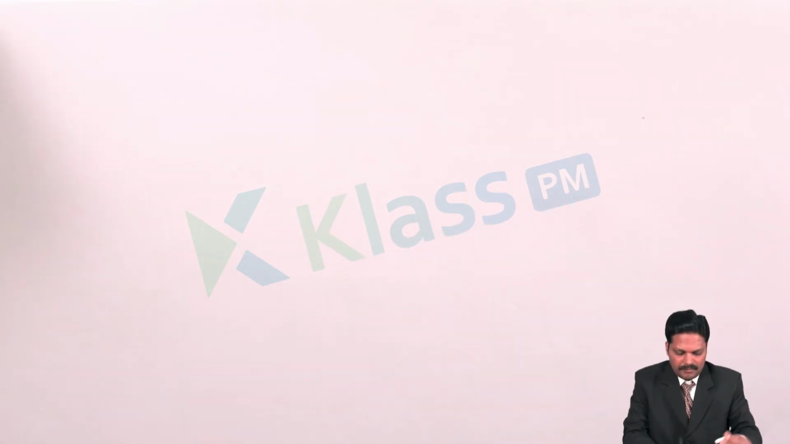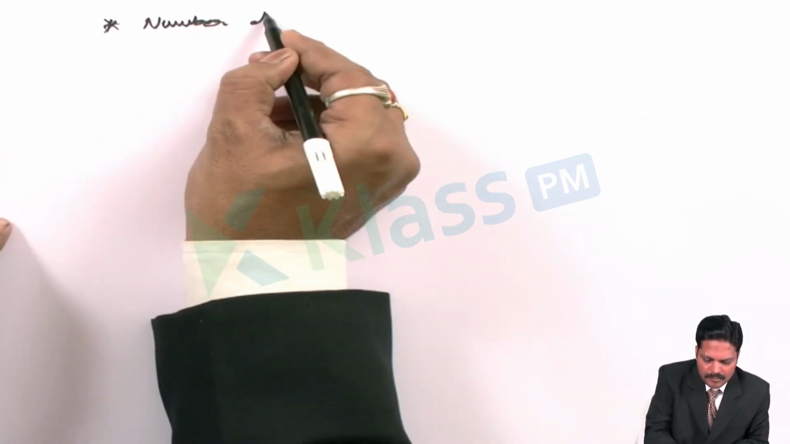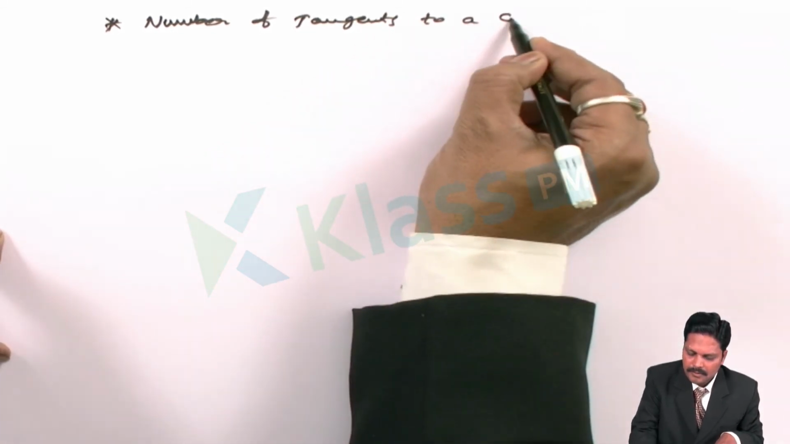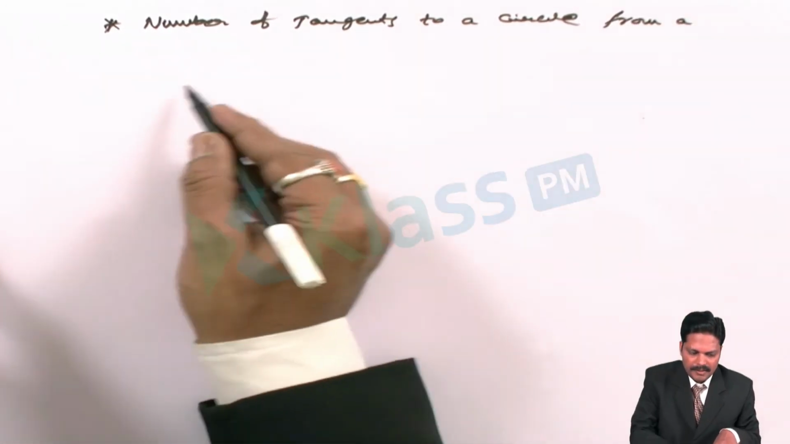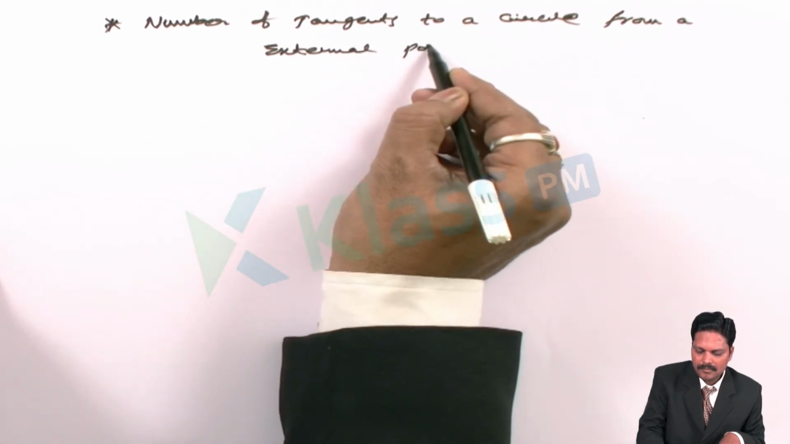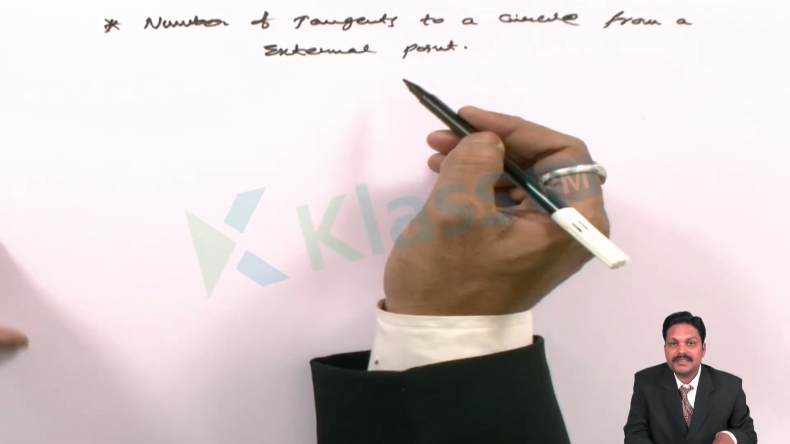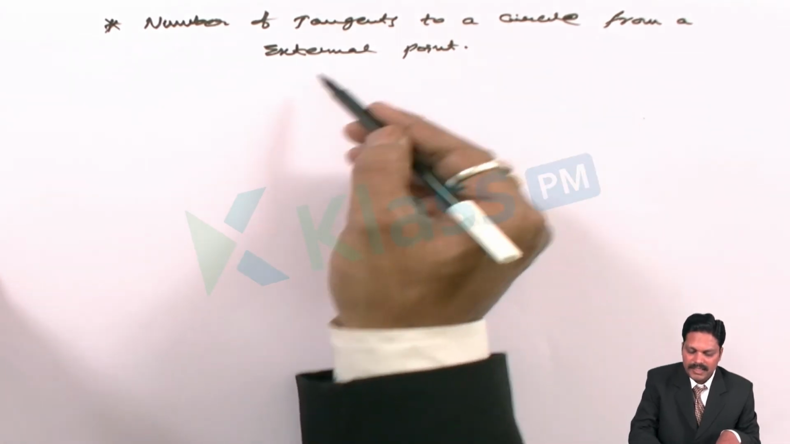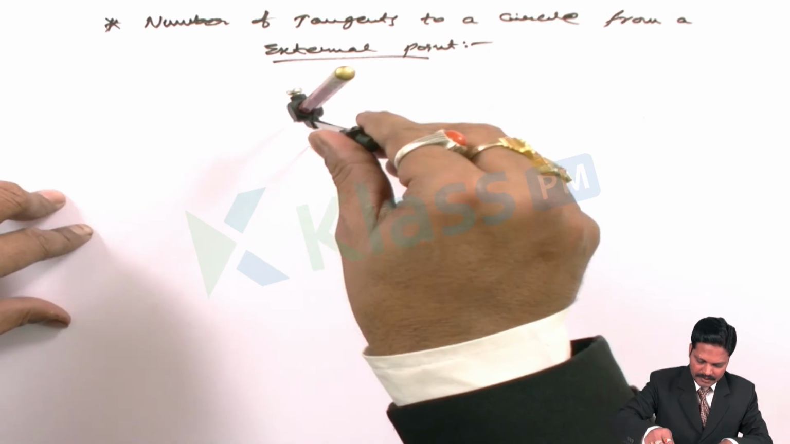Now we have one more point here: the number of tangents to a circle from an external point. If we have one external point to the circle, how many tangents can we construct? So here I am showing. First draw a circle with your convenient radius.